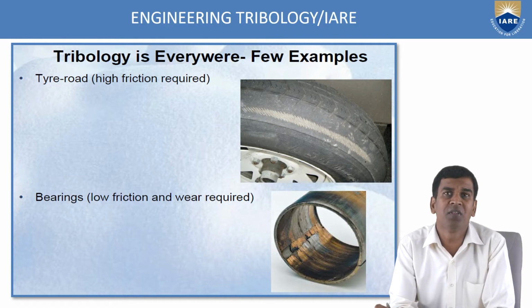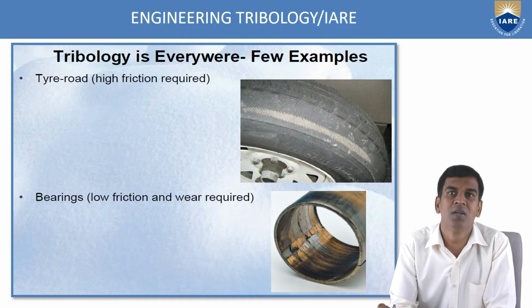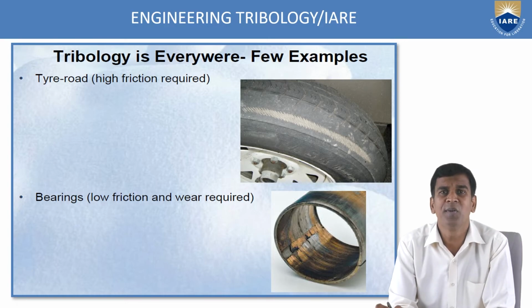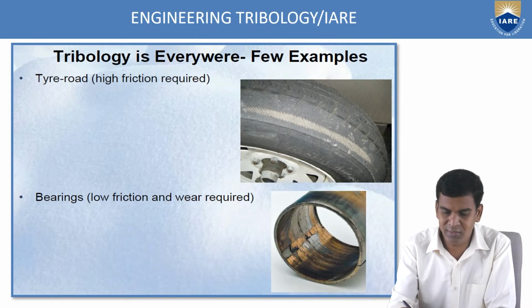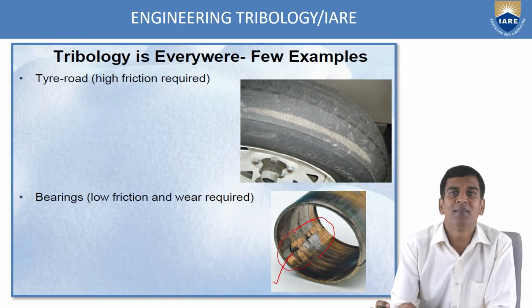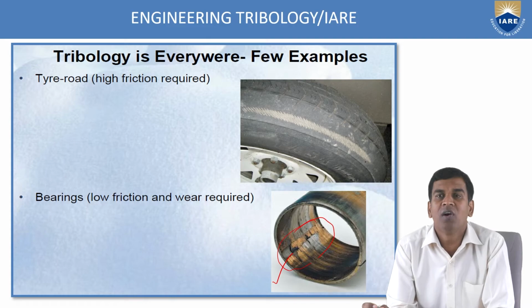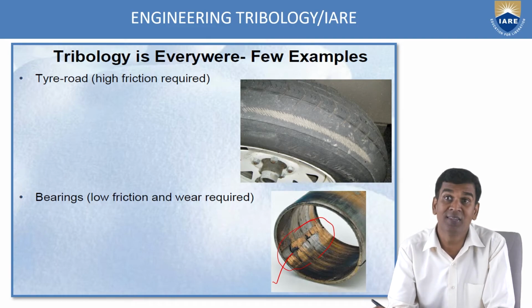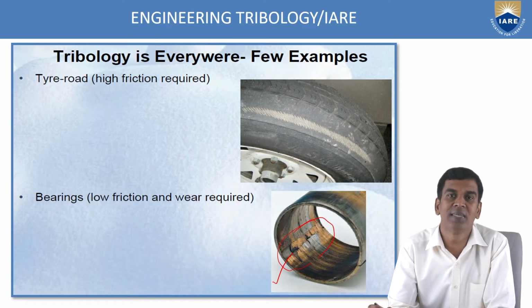So to have the knowledge of that, you need to have the knowledge of tribology, because friction is a main component of tribology. Okay, second example you can see: bearings, low friction and wear required. Here in bearings, you can see the wear component over here. In bearings you should have low friction, and the wear amount should be very less. When the wear is more, there are more chances of the components getting damaged, and as a result the mechanical performance of the component will be reduced.